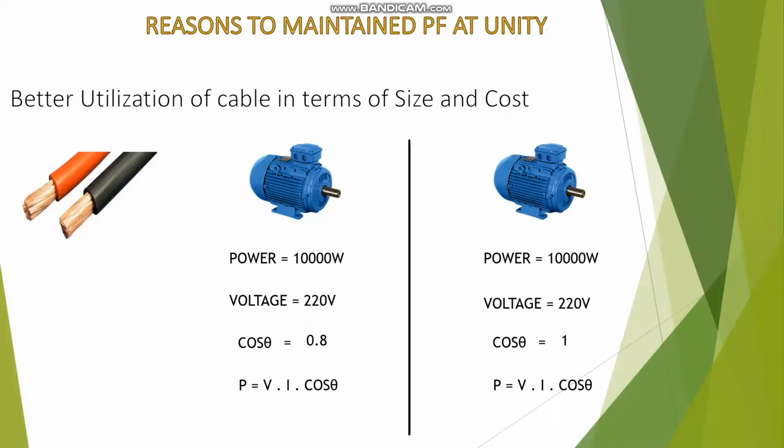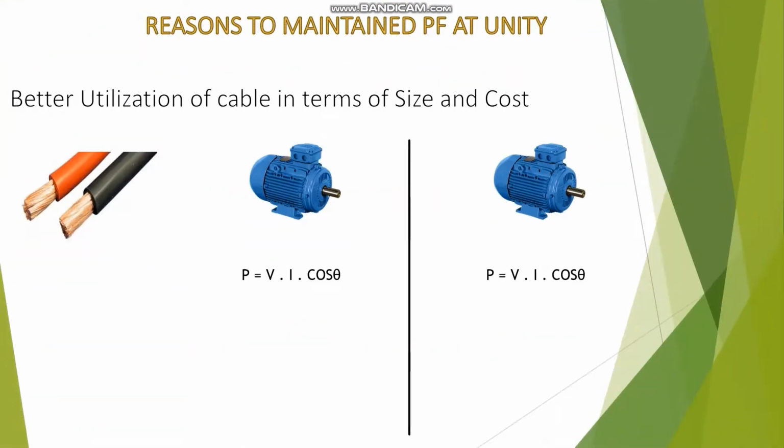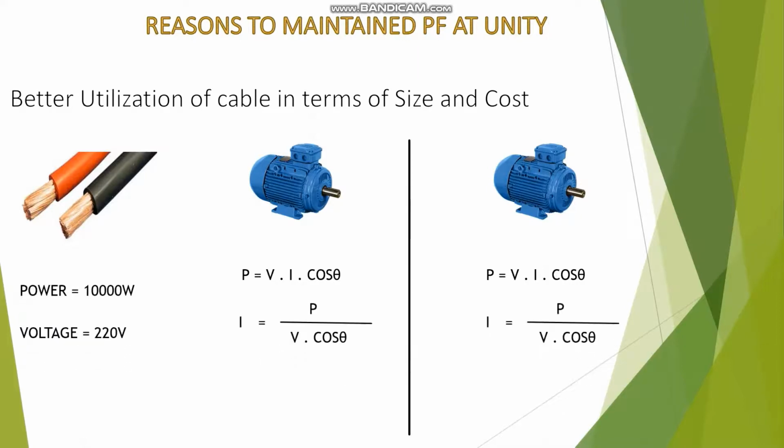The formula to calculate the power of this motor is VI cos theta, where V represents voltage, I represents current, and cos theta represents power factor. Let's see how current will vary with the power factor. To calculate the current, we will modify this equation as shown. Put all values in the given formula. Then the current drawn by motor 1 is 56.81 ampere and the second one is 45.45 ampere.